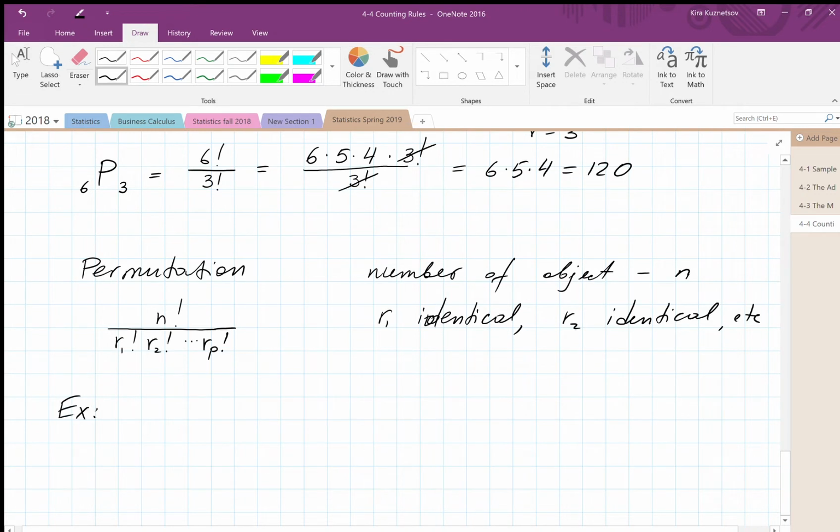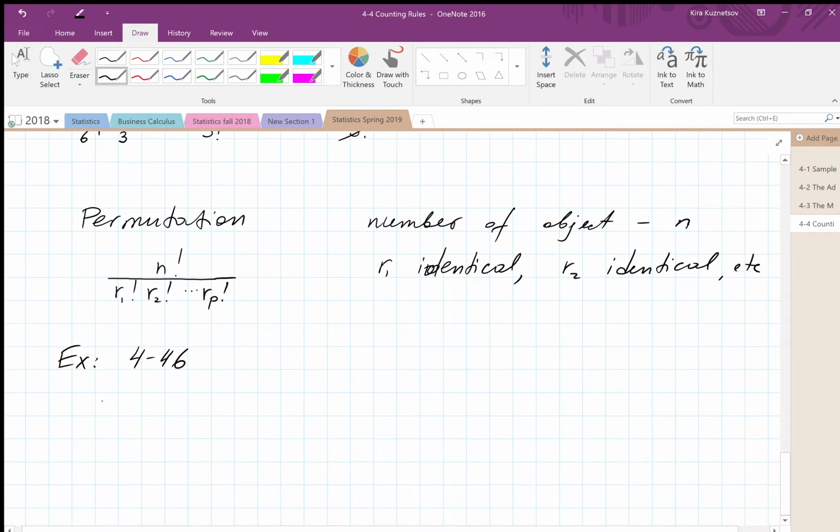It is much easier to see this using an example. The example I'm using is out of the book. It's 4-48. We need to permute letters. How many permutations of the letters can be made from the word statistics? So very important. Statistics.